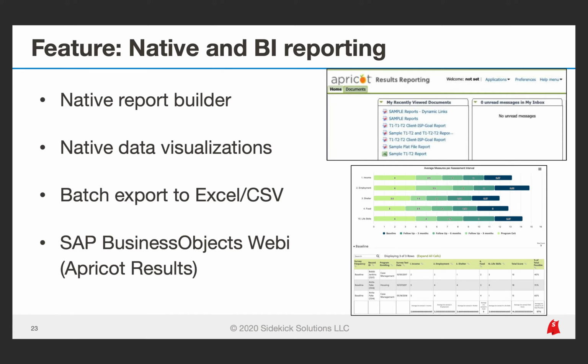Reporting is a key condition of any client case management software purchase decision. Apricot comes with a range of reporting solutions to support your goals and performance measurement. The Apricot 360 platform comes with a native report builder, native data visualizations, a batch export tool, as well as the SAP Business Objects Webi solution, also known as Apricot Results. This full suite of reporting tools is a robust enterprise-level reporting platform that lets you analyze data in nearly any segmentation and any look at your data that you can imagine.